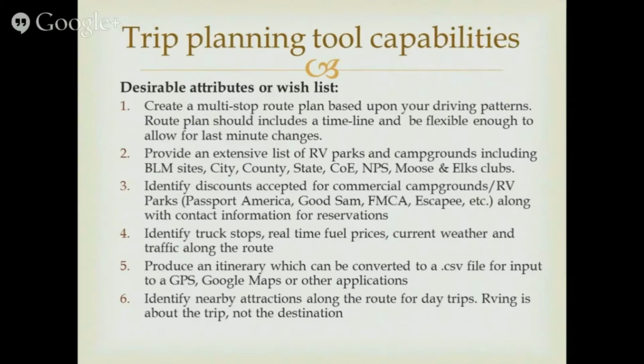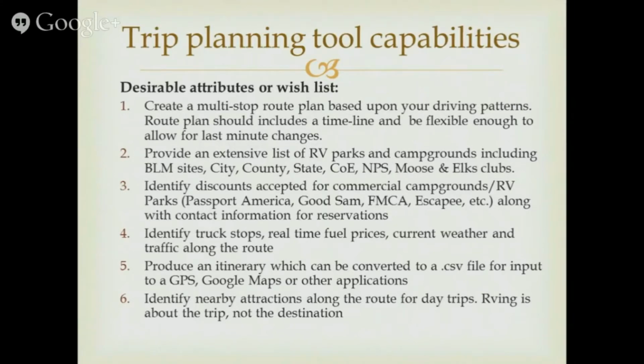That same trip planning tool should provide an extensive list of RV parks and campgrounds. I'd like it to include BLM lands, city, county, state, Corps of Engineer parks, National Park Service parks, and both Moose and Elks clubs that allow for RV parking. These are items that I personally want.